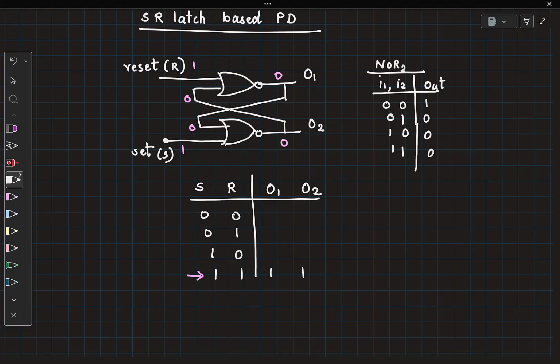So can you quickly fill this table in? Follow the same approach and fill this table. Let's say S is 1. If both of them are 1, this is 0 and 0. Now S is 1, R is 0. So this NOR gate is easy to figure out first. This output becomes 0. And you have 0, 0. This is 1. And all the states are now consistent. So for 1, 0, I have O1 as 1, O2 as 0.